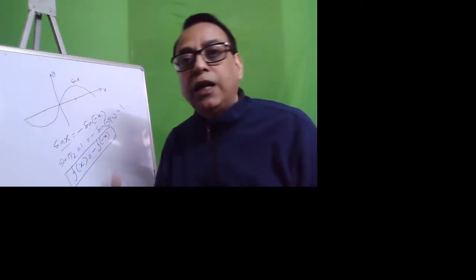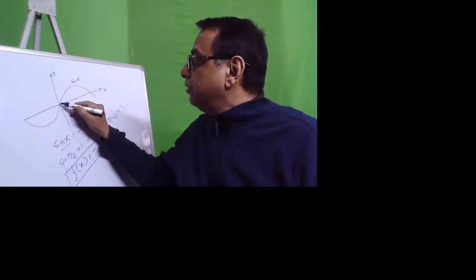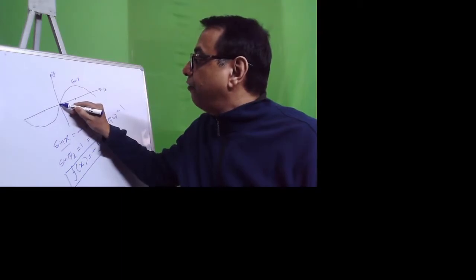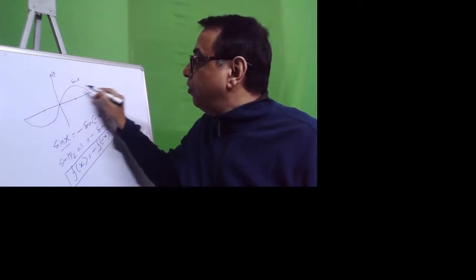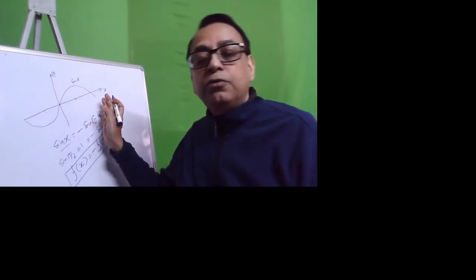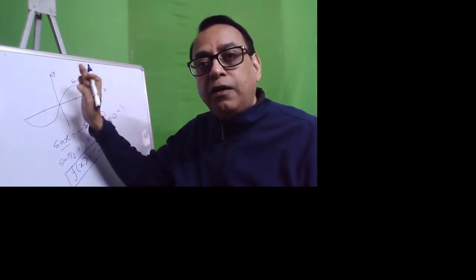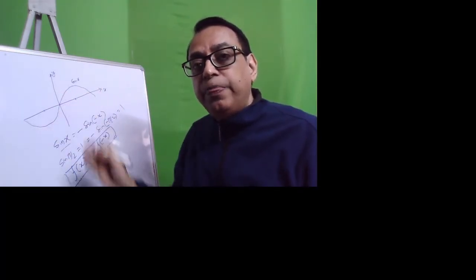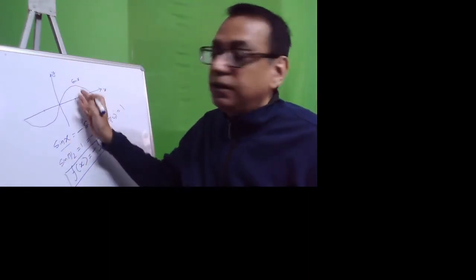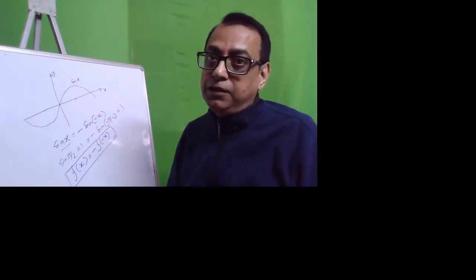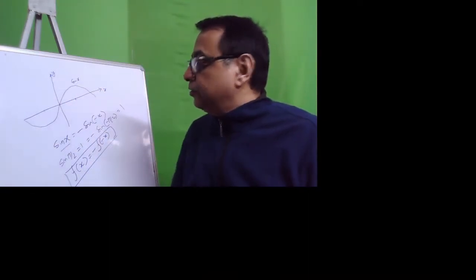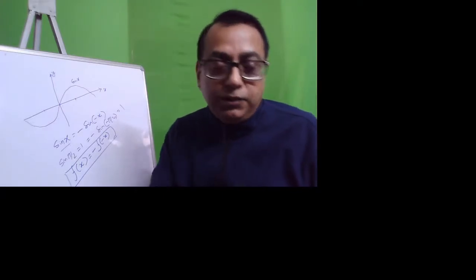And how do you get an odd function? Suppose you have been given the graph of an odd function from 0 onwards. Then what you have to do is rotate the graph by 180 degrees about the origin, and you will get the graph for the minus side of x. So that is the odd function.